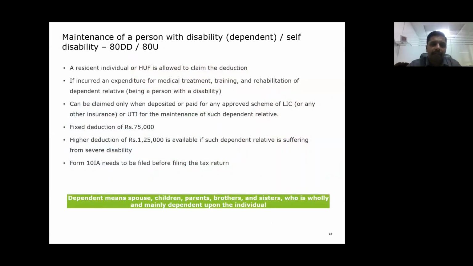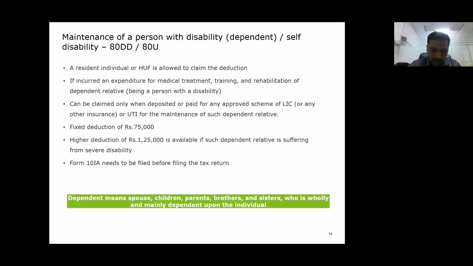Then comes another deduction, which is 80DD or 80U, maintenance of a person with disability. So there are conditions to it. The individual has to be a resident. Individual in the sense the person who is claiming this deduction has to be a resident of India or HUF. The expenditure incurred for the medical treatment, training or rehabilitation of that relative or a dependent can be claimed only when deposited or paid to an approved LIC or UTI scheme for the maintenance of such relative. The fixed deduction is 75,000. Higher deduction of 1,25,000 is also available if the severity of the disability is higher.